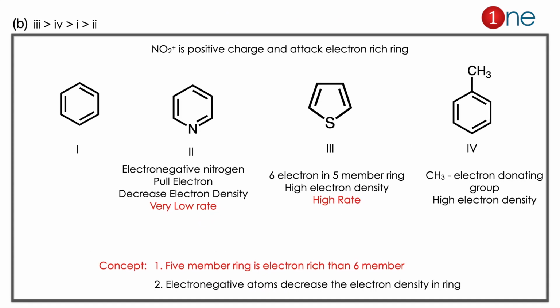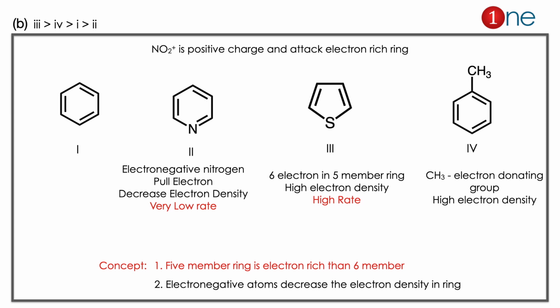Here 4 structures are given. Let us analyze them. First, let us analyze the thiophene. In thiophene, you have 6 electrons in the 5-member ring. You have to count the sulfur electrons. So what really happens is the density of electrons is very high because of 6 electrons in a 5-member ring. So it will have a higher rate.